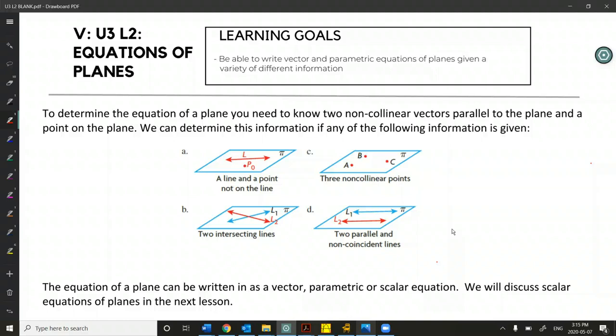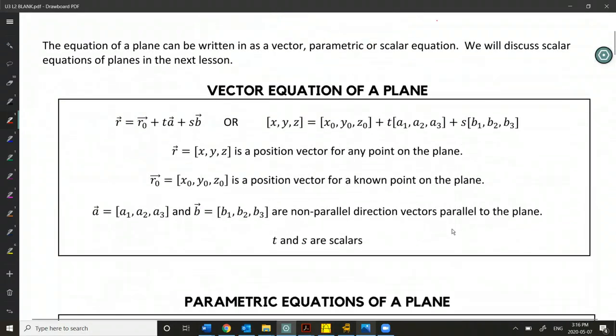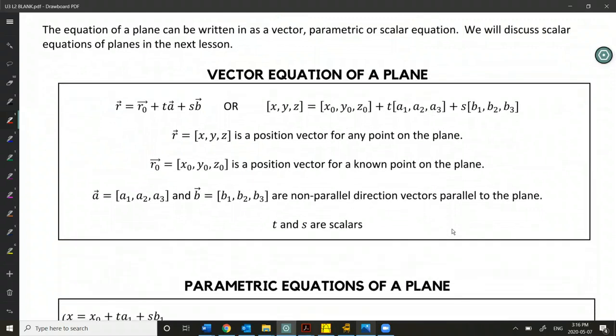There's a couple different ways that we might be presented with this information. So we could have a line in the plane and a point not on the line. We know from our previous lesson that a line actually contains a position vector and a direction vector. So the line will contain information about a point inside the plane and a direction vector, and then we need a third point. We can also determine this information with 3 non-collinear points, 2 intersecting lines, or 2 parallel and non-coincident lines. So in 3 space, this just means that the lines might be parallel, but they're not the same line. So let's take a look at the different ways that we can express an equation of a plane.